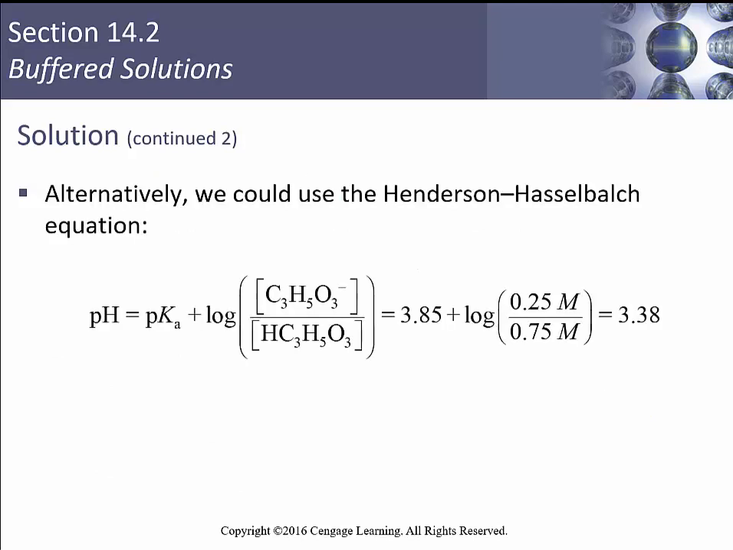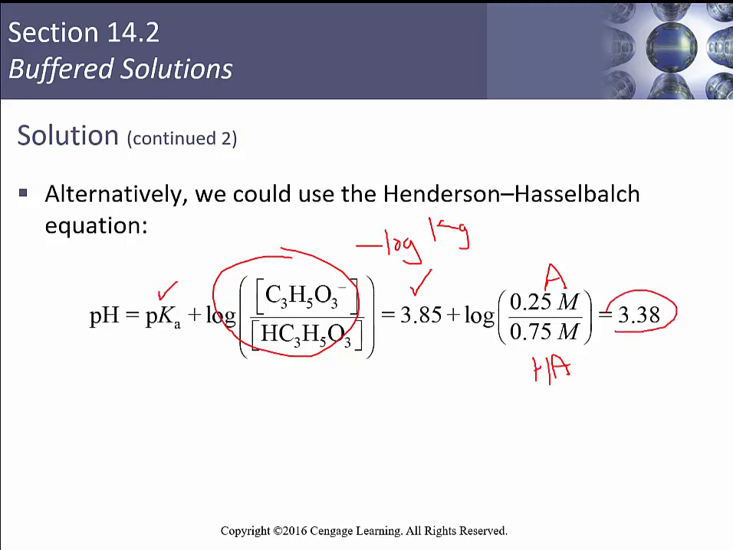We plug it into Henderson-Hasselbalch, right? We're going to say pH is equal to pKa plus the log of the ratio of A minus over HA. We took our pKa value just by doing minus the log of the Ka, which gives us 3.85. And then our log of the ratio of the conjugate base over the conjugate acid, and we end up with 3.38.